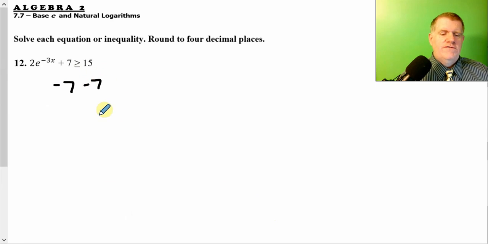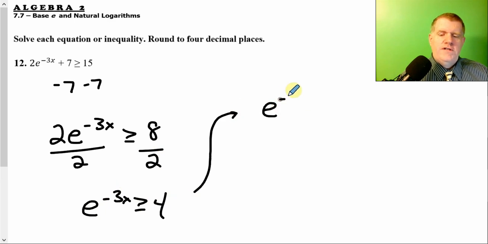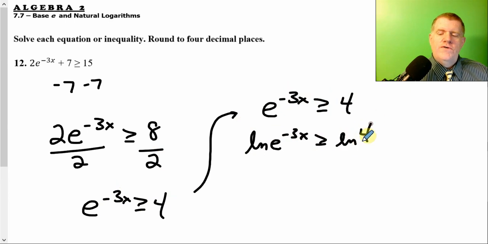Another one. Subtract 7 from both sides. Gives me 2e to the negative 3x greater than or equal to, what's that, 8? Remember, I've got to isolate the e, get the e by itself. So divide by 2. Alright, let's put that up here. So e to the negative 3x is greater than or equal to 4. Now the e is isolated, so I'm going to take the natural log of both sides. Natural log of 4. So that's gone. I have negative 3x greater than or equal to natural log of 4.